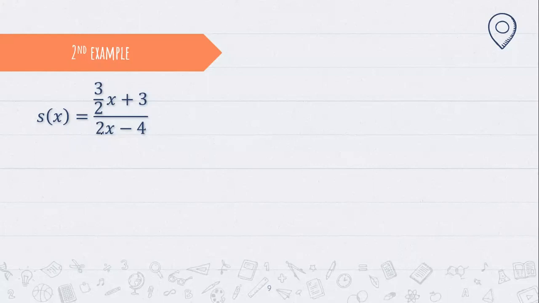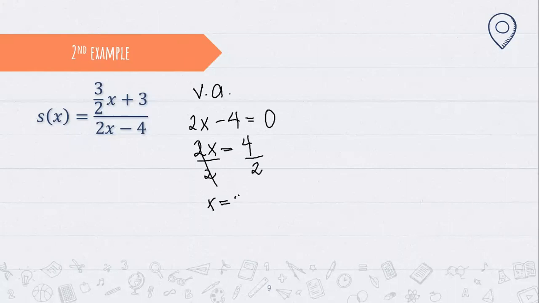Ayan po. So, find the vertical asymptote. Ano yung vertical asymptote? VA. So, 2x minus 4. Denominator kasi, di ba, equate natin sa 0. So, we have 2x equals 4, divided by 2, cancel. So, x is equal to 2.